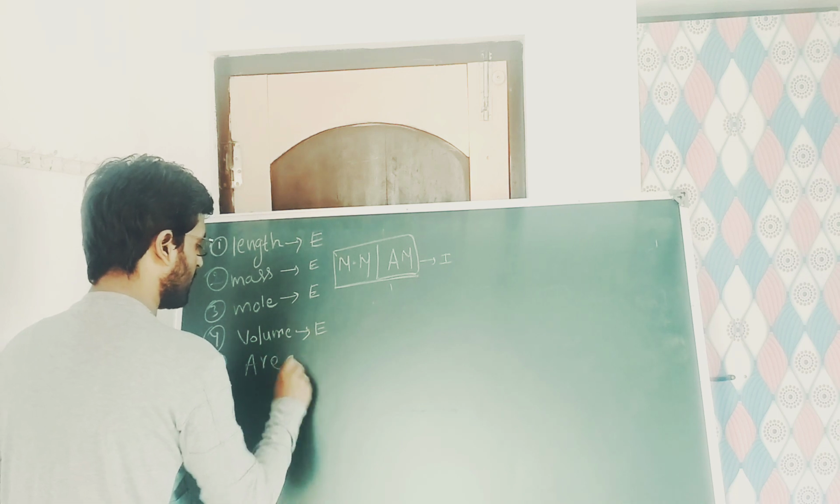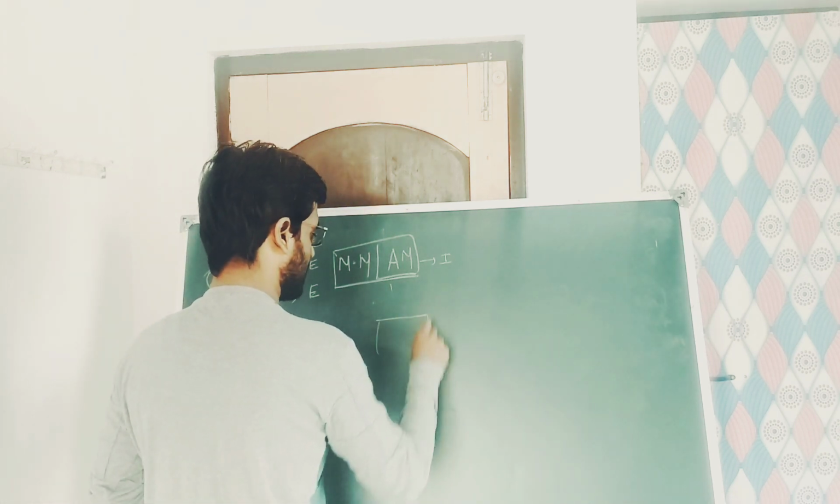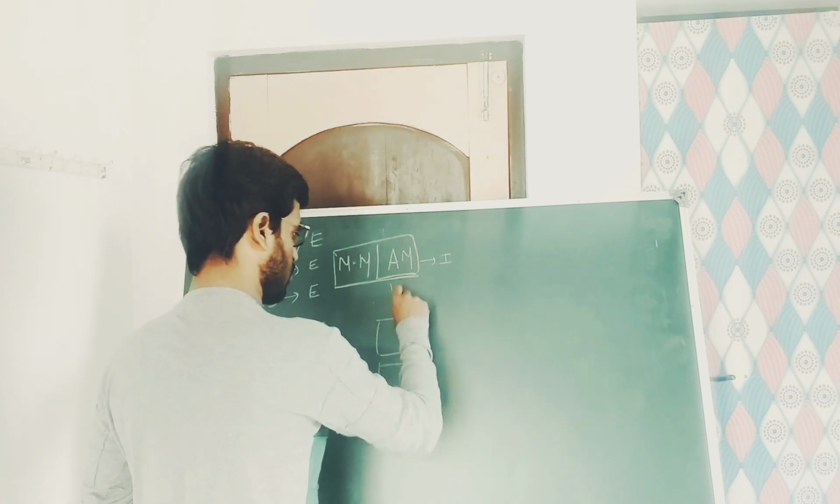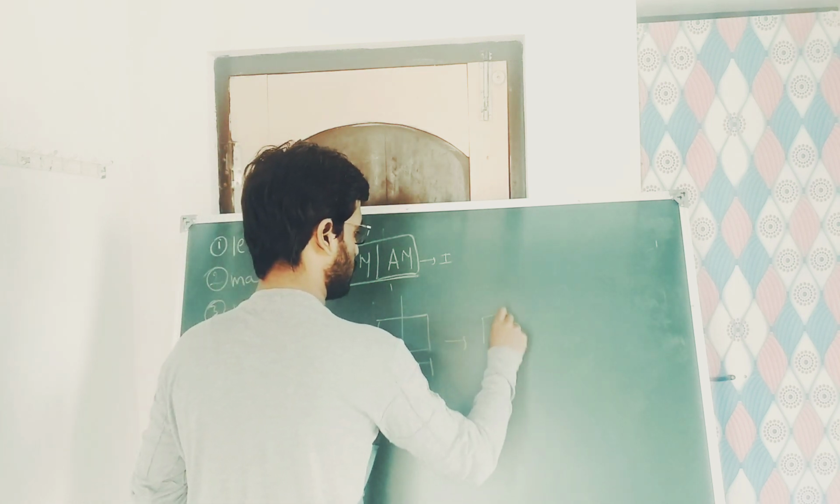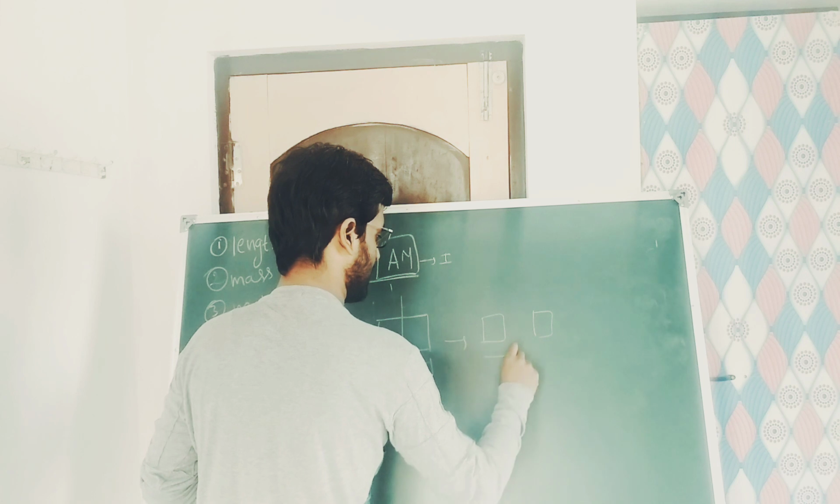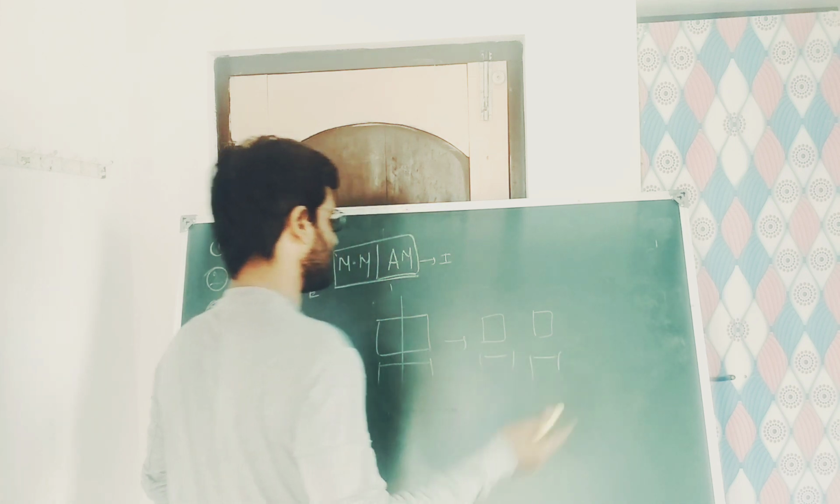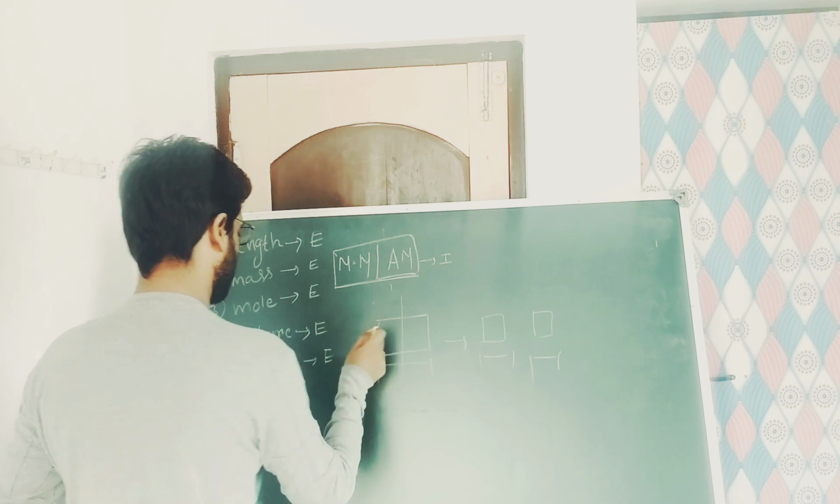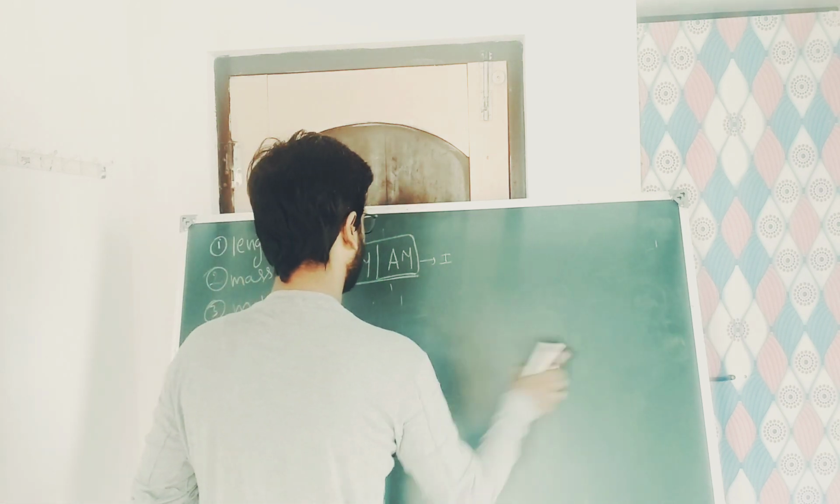What about the area? Simple. Again I am taking the system here. Initially area is high. After bisection I have 2 small parts, so area is less. That means area is also an extensive property.